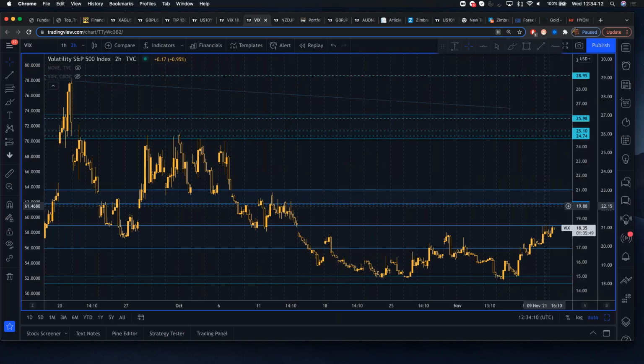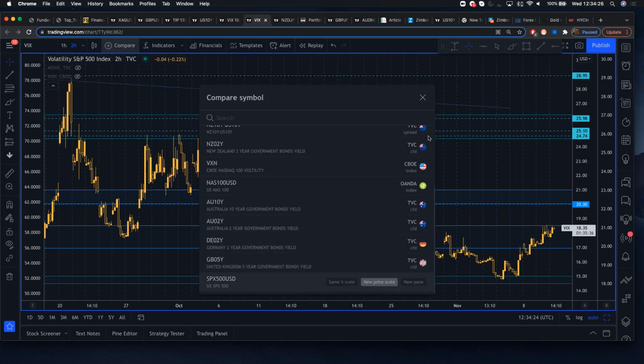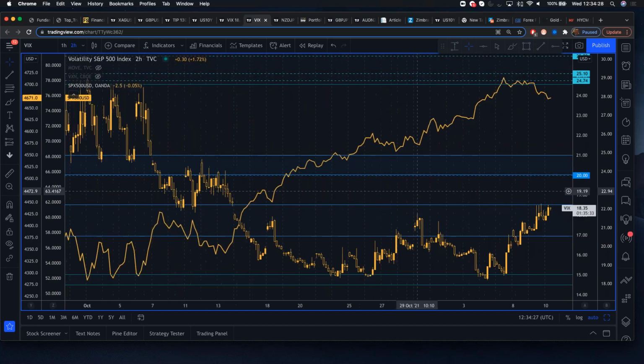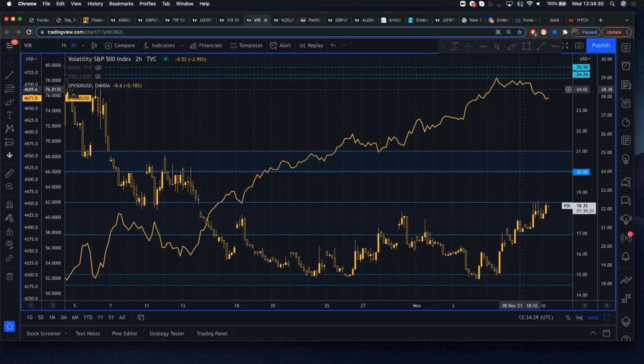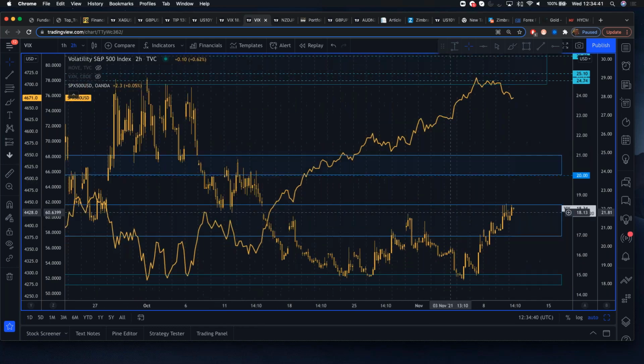You can see here the VIX on a candlestick chart. If we push up above that 19 region and up towards 20, we can expect more downside in equity markets. If we overlay the S&P 500 onto the chart, you can see rising VIX, falling S&P 500. So if we see the VIX rise above that level, we would expect to see potentially more falls.